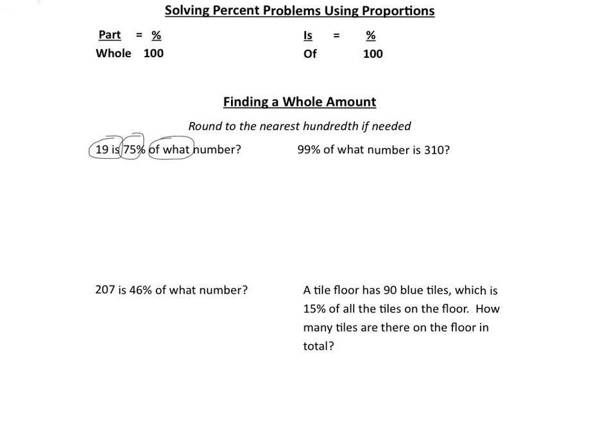So we read this and we see 19 is. Well, that tells us that's going to be the part. 75%, it has a percent sign. It must go over 100. Some students will see 75% of and think it has to be the denominator under 19. But the fact that it has a percent sign tells us it must go over 100. And our variable is the of what number? So the variable goes on the bottom. Cross multiply as we have been.